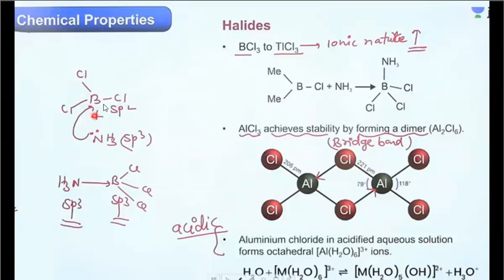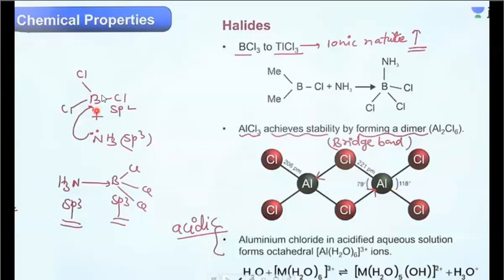In case of BCl3, boron is bonded to 3 chlorine. That means it is acting like a Lewis acid. Do you agree it is behaving like a Lewis acid? Because one p orbital is empty. The octet is not complete. Only 3 pairs of electrons are around the boron.